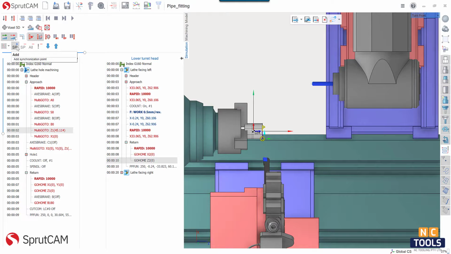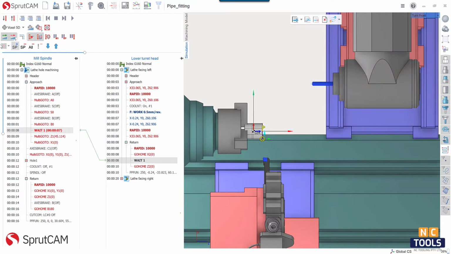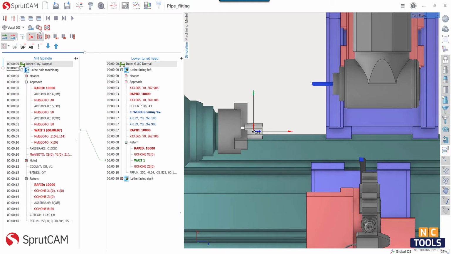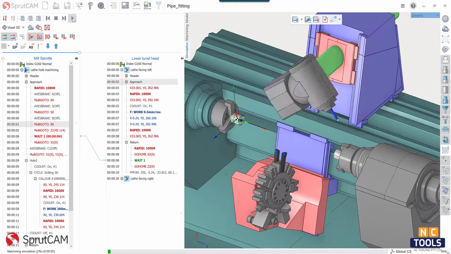Sync points is a feature that helps to avoid machine collisions by suspending the execution of one channel until another channel arrives at a particular block.